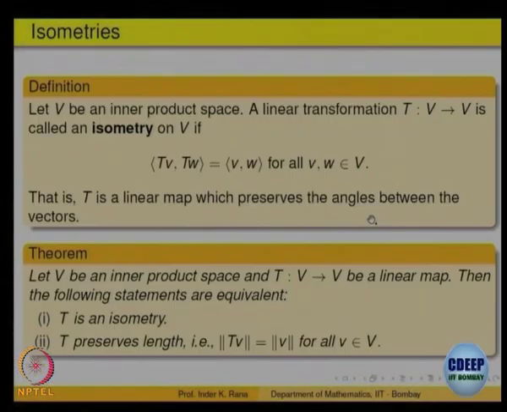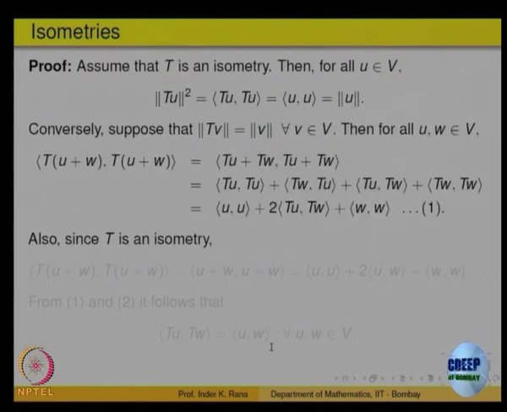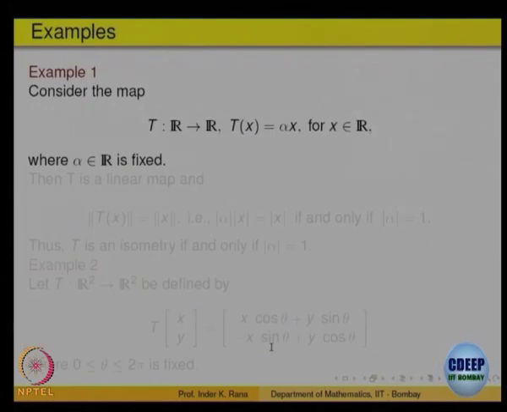So, that shows that if T is an isometry, that is, it preserves inner product, then it also preserves the magnitude of the vectors. Okay. So, let us look at some examples which are quite obvious, which we normally use actually in what are called rigid motions.